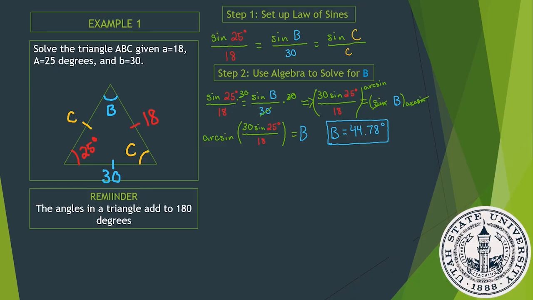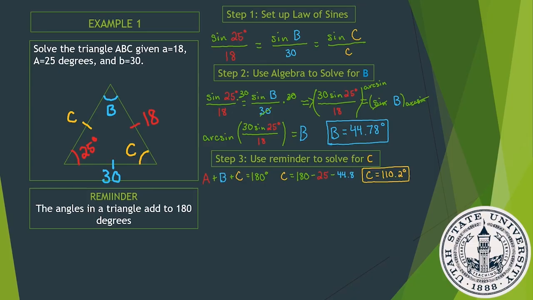Now, a fact that can be helpful for these or any kind of problem that includes triangles is that the angles of a triangle have to add up to 180 degrees. Using this fact, we can easily solve for the last angle, which is angle C, by subtracting angles A and B from 180. This gives us a value of 110.2 degrees for angle C.